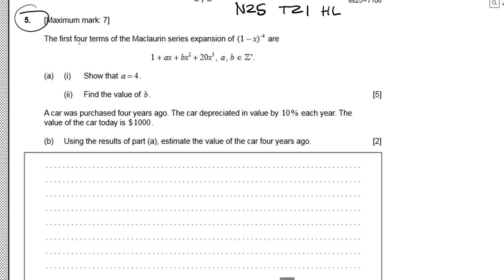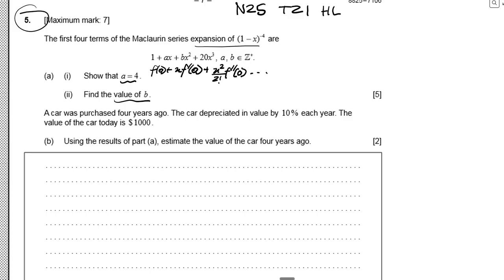So question 5, the first 4 terms of the Maclaurin series is this. Show that A is equal to 4 and find the value of B. Okay. And so what we have to do is use our formula. Our formula is f of 0 plus x f prime of 0. Right? Just check the formula booklet. And then we have x squared over 2 factorial, f double prime of 0, and so on.